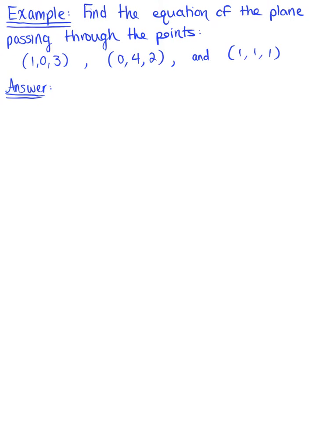Find the equation of the plane passing through the 3 points. So all that we are given here are 3 ordered triplets. So let's label these points. We can say we have point A, which is the ordered triplet 1, 0, 3. We have a point B, which we'll define as 0, 4, 2. And we have point C, which here is 1, 1, 1. And that's it. That's all that we're given.